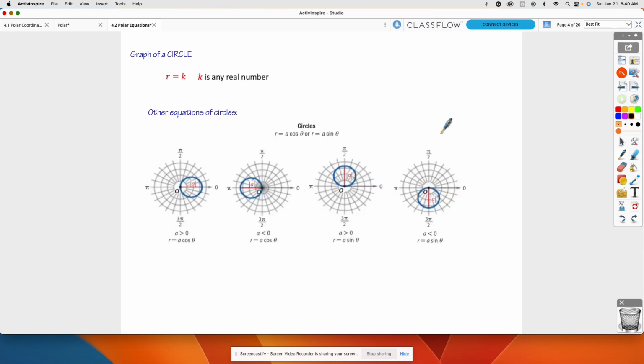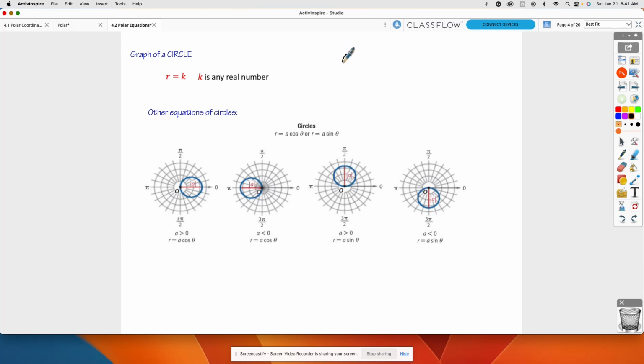Next, we have the graph of a circle. There are several cases for the graph of a circle. The first one is if you have the equation r equals k, where k is any real number. Now, this means that any value of theta yields the same value for r.